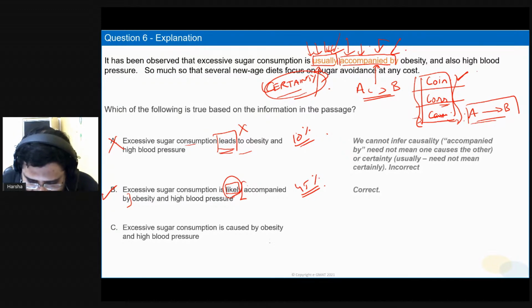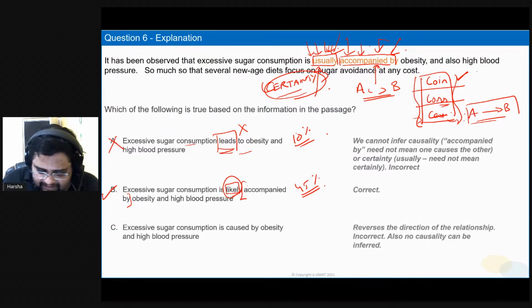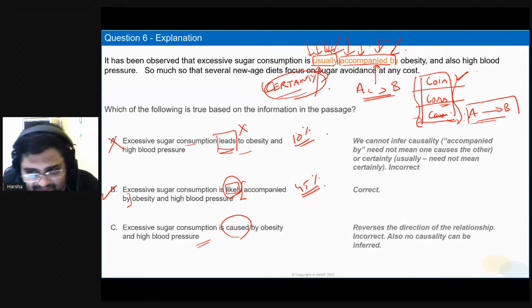Why is it wrong? Do you notice that the causality is being reversed here? First of all, there is no causality. First of all, option C, this fellow is assuming a causality. That's something that's incorrect. Even if there was a causality, do you notice that the order got reversed here? Instead of A causes B, I'm saying B causes A. That's also a reason why you should have rejected this.